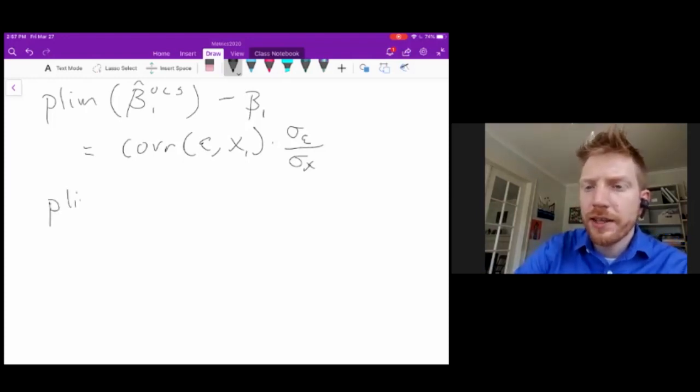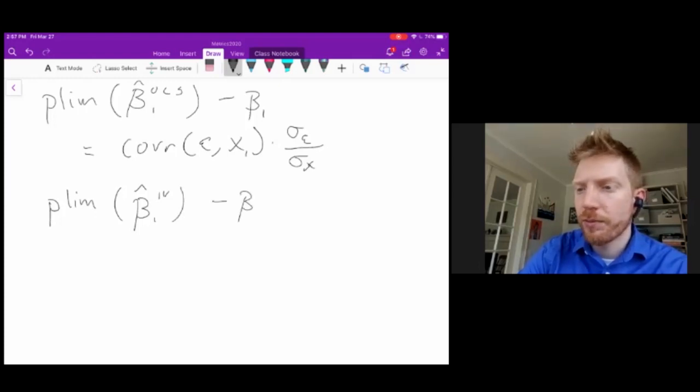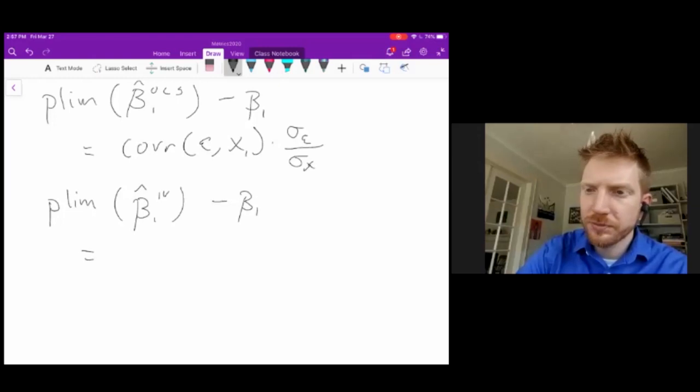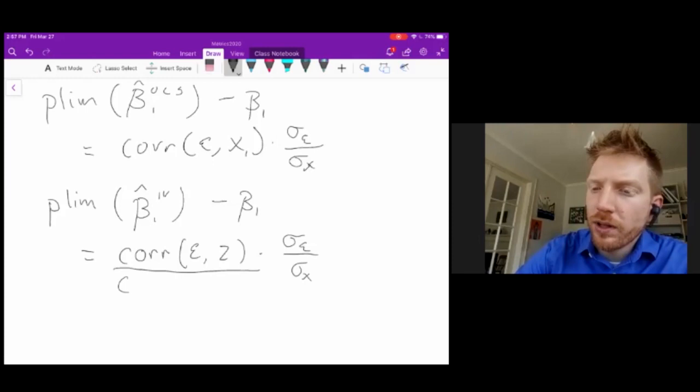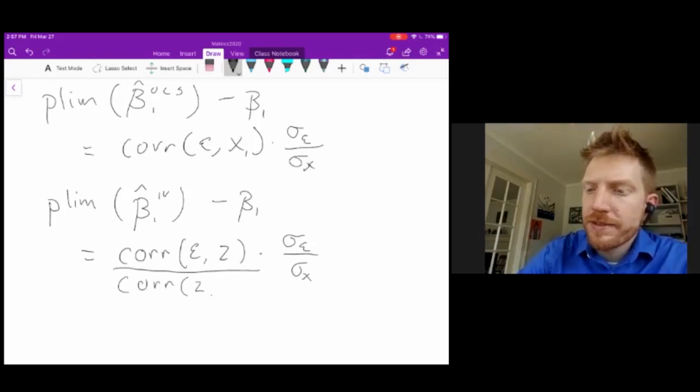And if we look at the probability limit, or plim, for beta hat in the instrumental variable case, and how that differs from the true value, what we have is something very similar. It's the correlation between the error term and z. Now I'm going to throw something else in there in a second. Divided by the correlation between z and x.